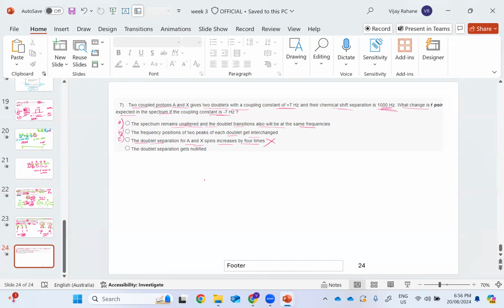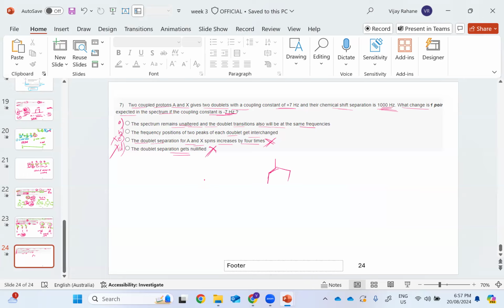This is obviously the wrong option. And D is the doublet separation gets nullified. This is wrong because the doublet will be there. And C and D are definitely wrong because it is not going to increase 4 times, it's just a negative value. It should not have any effect on that. Also, it is not going to nullify because it is not some kind of vector quantity to get nullified, right?